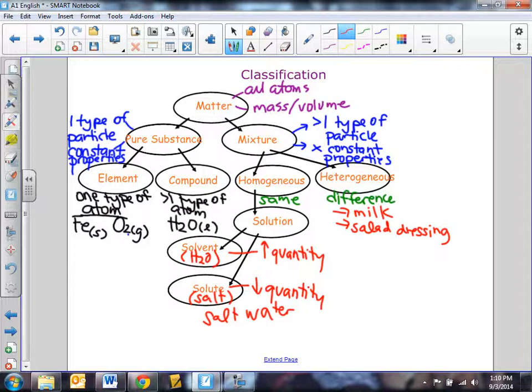So the next thing that we're going to talk about are properties that atoms and molecules can have and changes that they can go through. Does anybody need this screen to still be showing? Okay.